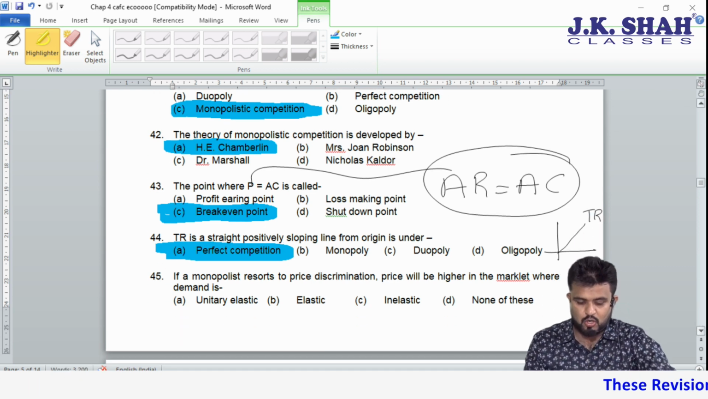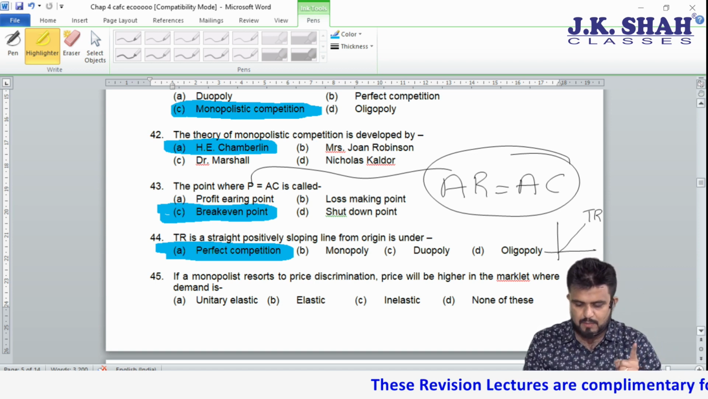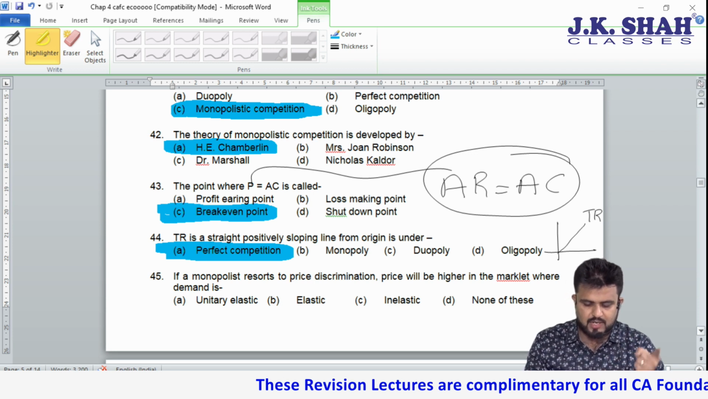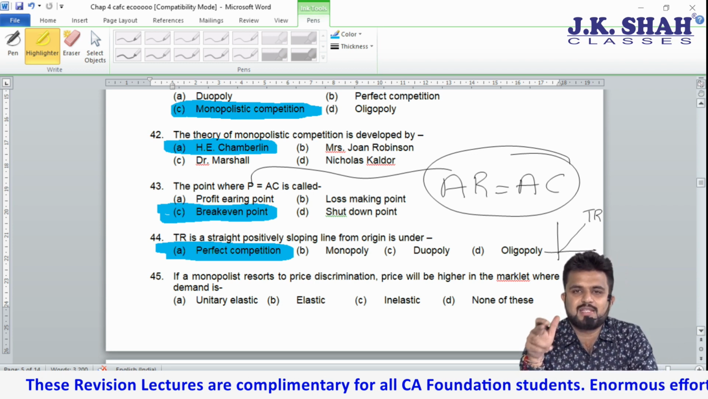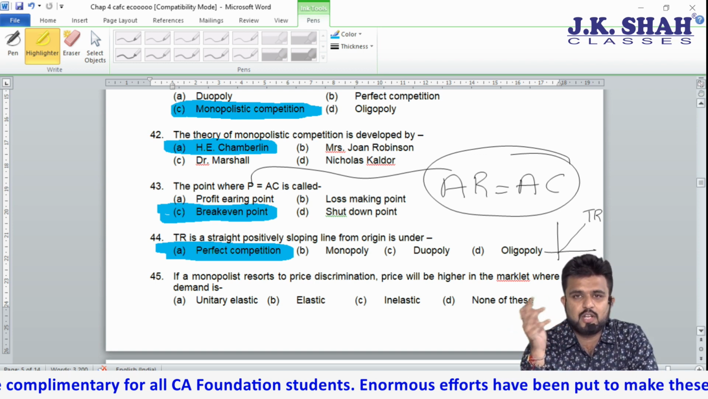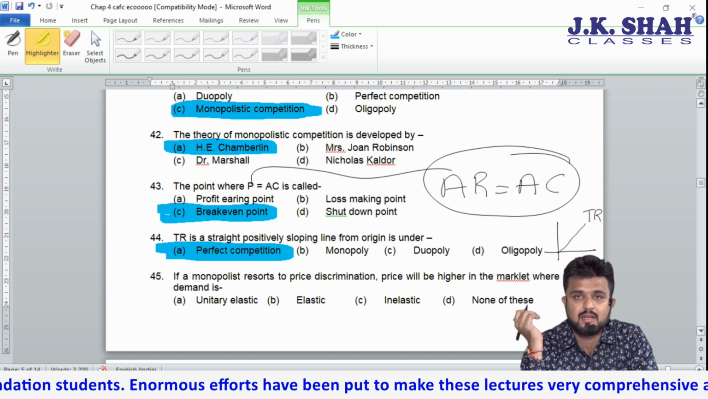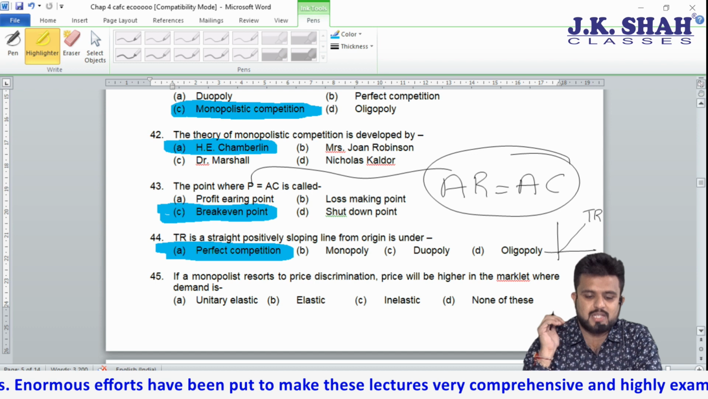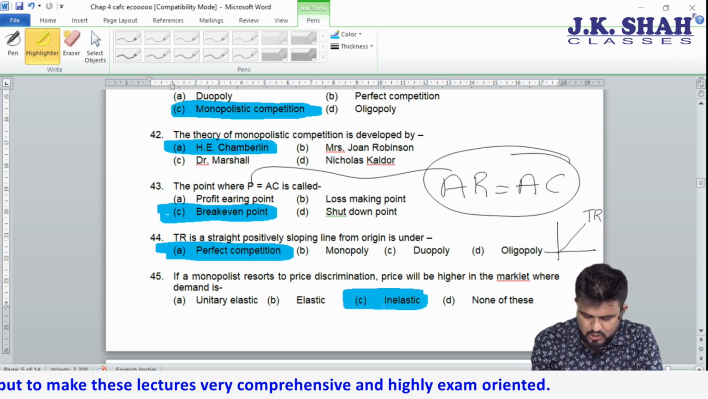Next, if a monopoly resorts to price discrimination, price will be higher in the market where demand is dash. Can I say he is going to charge a higher price in the market where rich people stay? And the demand of rich people is inelastic. It makes no difference to them whether the price is more or less. So the correct answer is inelastic.